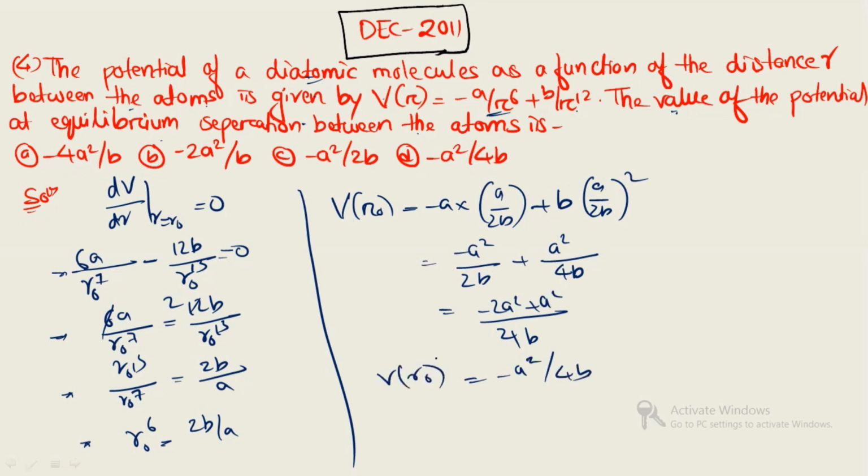Okay, this is the answer. So the correct option is option A. Not option A, minus a square by 4b, so option D. Done. So this is very simple.